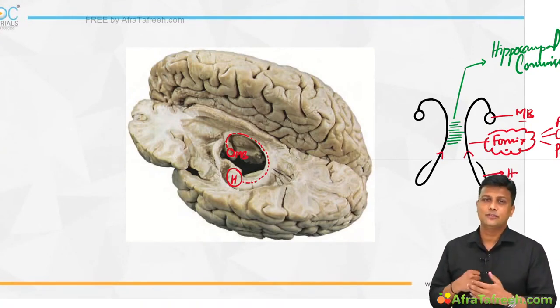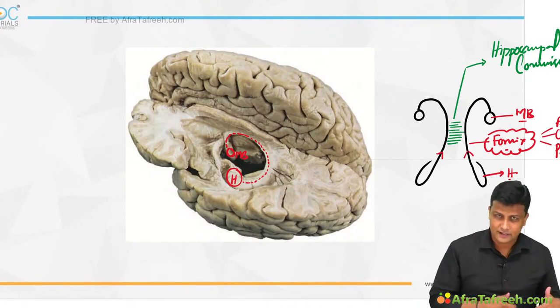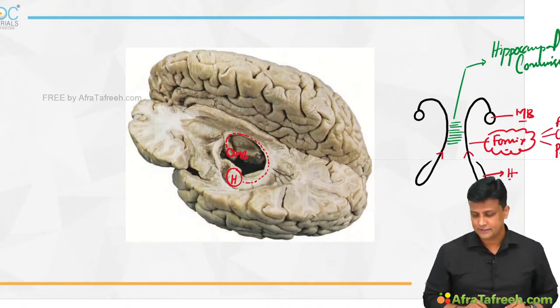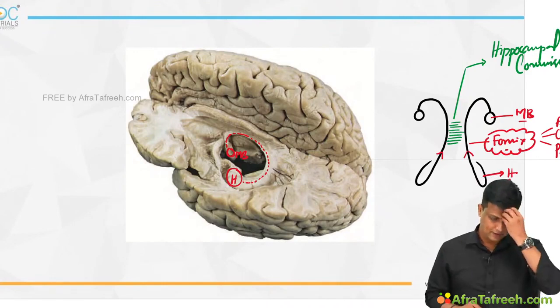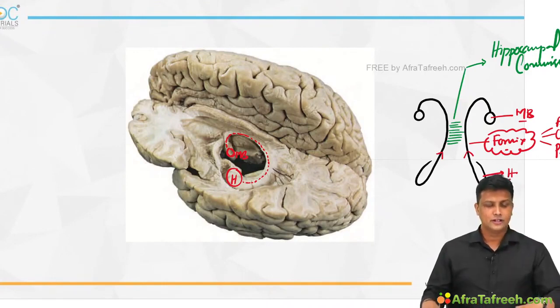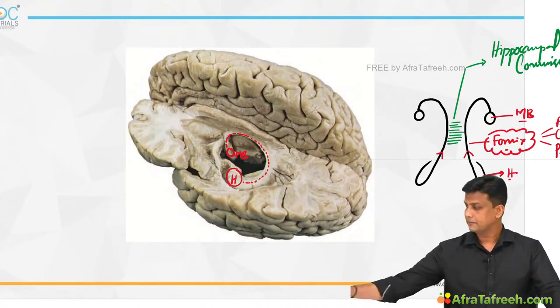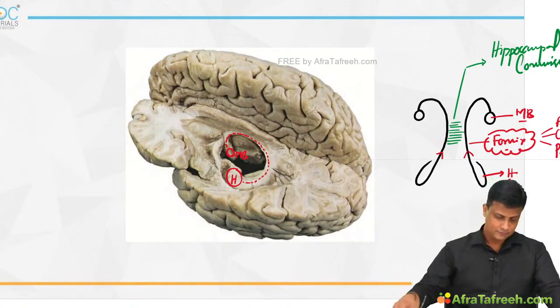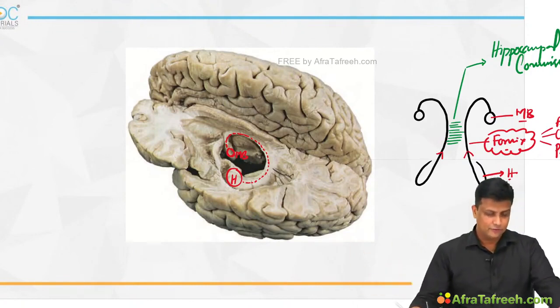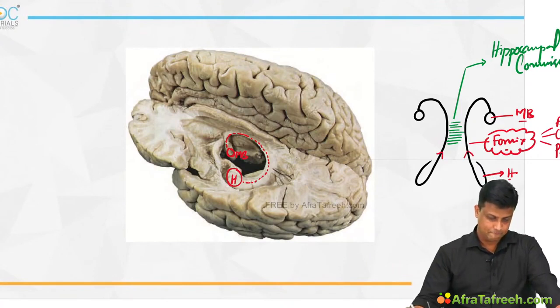Now one more question which was recently asked in the exam, what is the blood supply to this fornix? Can anyone tell me which artery will be supplying the blood to the fornix, guys? I'm looking in the chat box over there. Which artery supplies the blood to the fornix? Quickly, quickly, quickly.